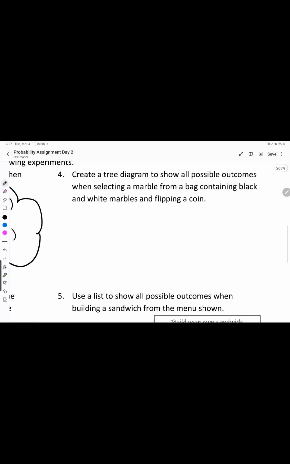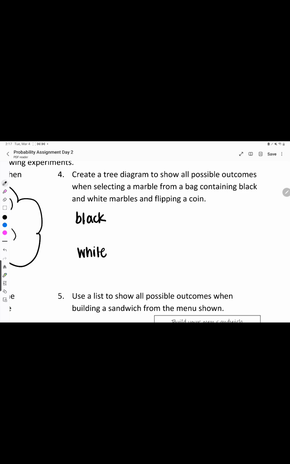The next question says to create a tree diagram to show all possible outcomes when selecting a marble from a bag containing black and white marbles and then flipping a coin. So the first thing I'm going to do is write down my options that can happen if I draw a marble out of a bag. So what are my two marble options? Black and white.